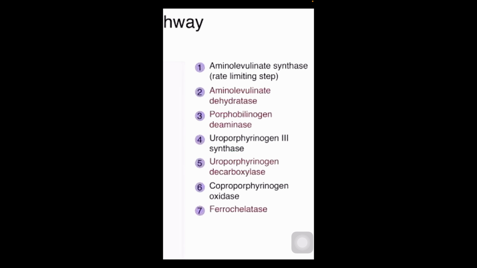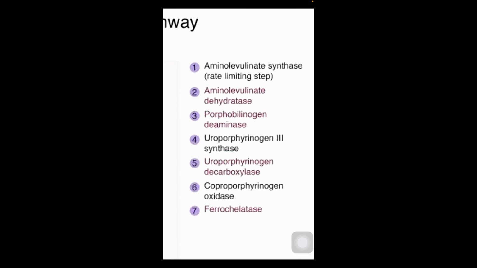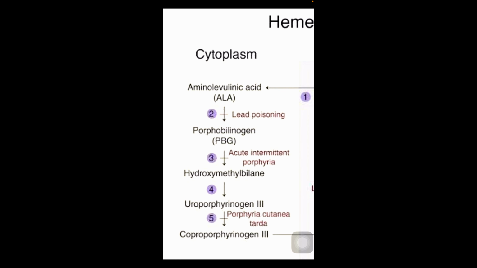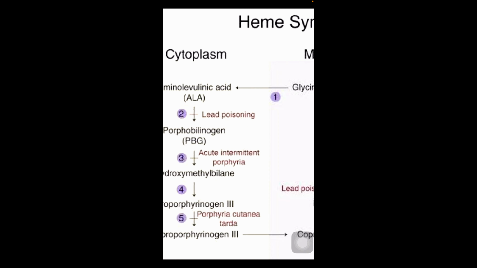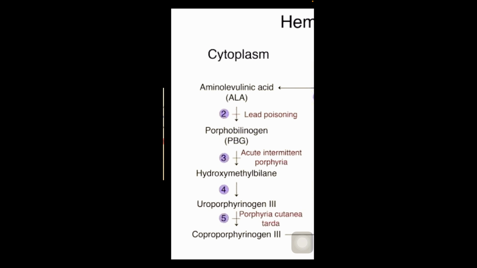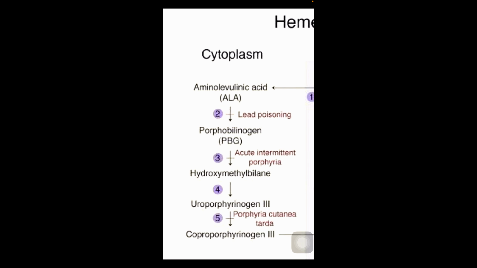Number 3 is the porphobilinogen deaminase, okay? Porphobilinogen deaminase. And also number 4, from hydroxymethylbilane to uroporphyrinogen 3, okay? That means it's uroporphyrinogen 3 synthase, and it is all found there. What about number 5? Number 5 is also found there, the decarboxylase.